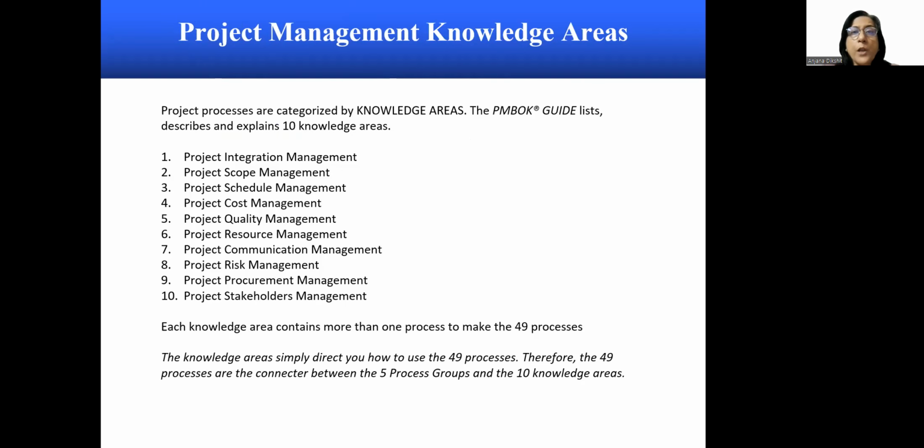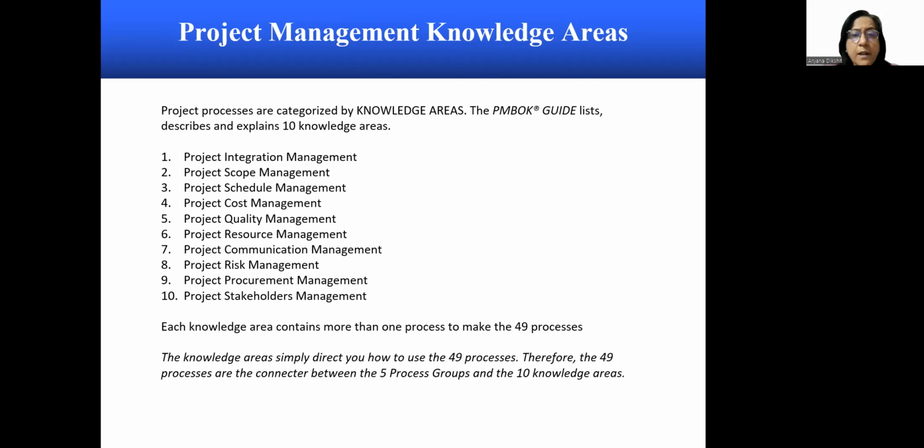So now let us look at the project management knowledge areas. The project processes are categorized by knowledge areas, and the PMBOK guide lists, describes, and explains 10 knowledge areas. They are project integration management, project scope management, project schedule management, cost management, quality management, resource management, communication management, risk management, procurement management, and lastly, stakeholder management.